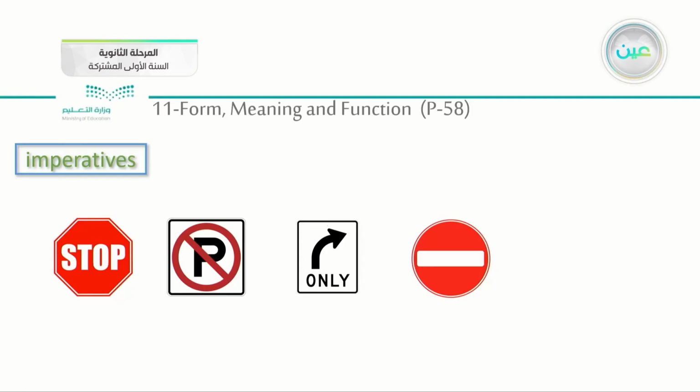Okay, let's try to come up with the imperatives for these road signs. When you are on the road, you are advised to do certain things and not to do others. Let's look at the first one here. A red road sign with a stop word. What would it say? It will tell you, stop. You have to stop.